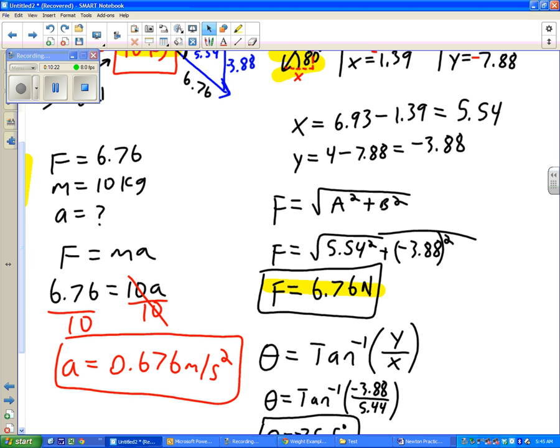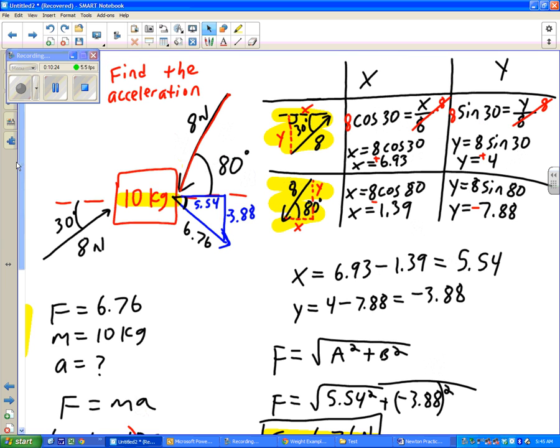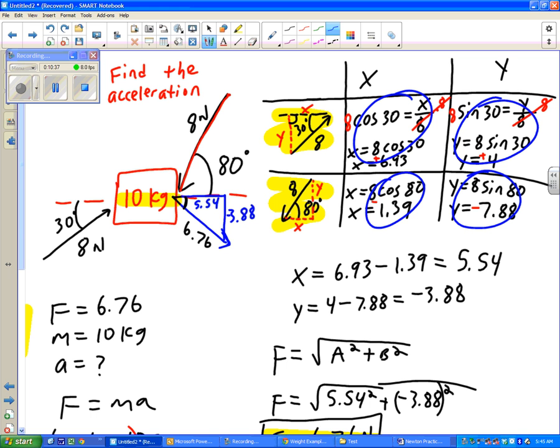So to quickly recap, when I start off, I break things down into my components, my x components and my y components, and I do that for both of them. I then make sure the signs are correct. If it's going to the right, it is positive in the x direction. If it's going to the left, it is negative in the x direction. And if it's going up, it's positive in the y direction. Down is negative in the y direction. Make sure my signs were correct.